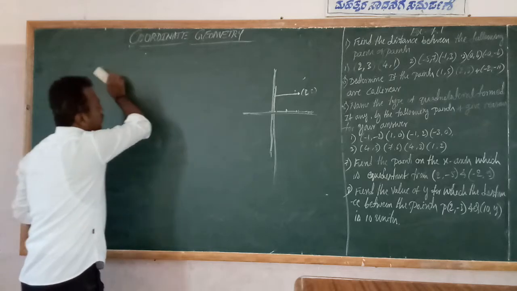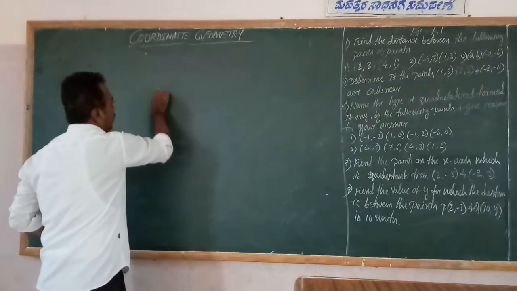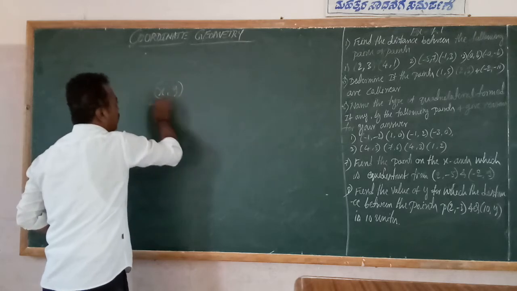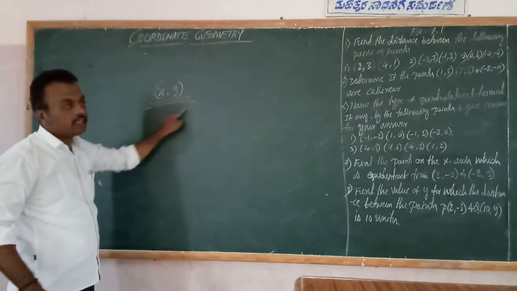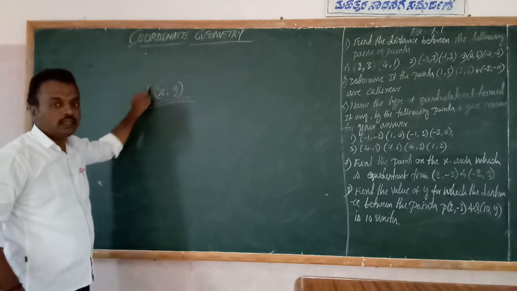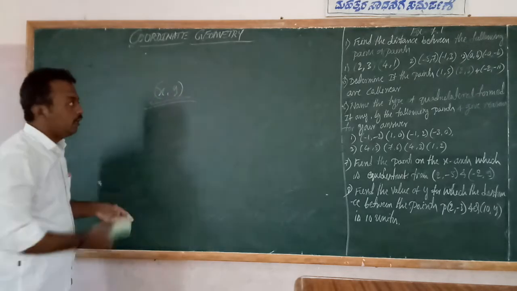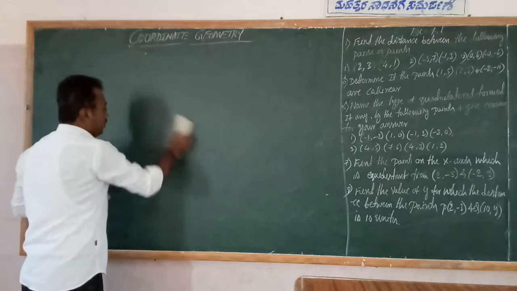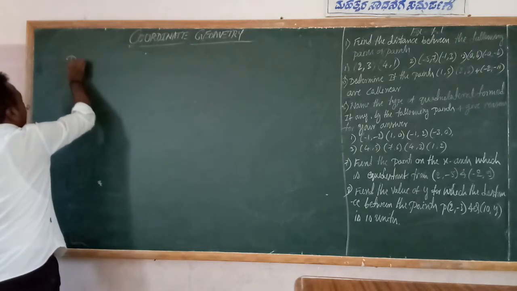So next students, the coordinates of the points we can generally represent as x, y. So this is the general form we can use to represent the coordinates of the points on the x axis and the y axis, we can represent as x, y. Are you understood? Yes. Then one more thing students. Next one, distance formula.